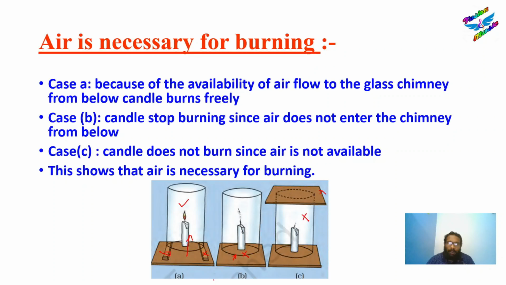In case A, air enters from below the glass chimney and goes upward, so the candle burns nicely. In case B, there is a deficiency of air inside the glass chimney, so the candle is not able to burn properly. But in case C, due to the unavailability of air, the candle goes off. This shows the importance of air. Without air, the candle will not glow. So from this activity we understand that the presence of air is important for burning or combustion.